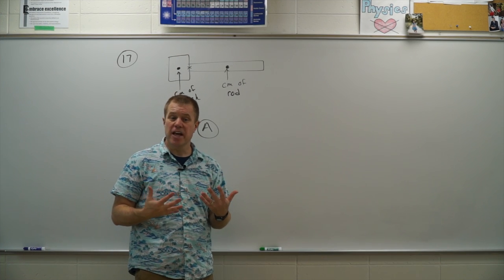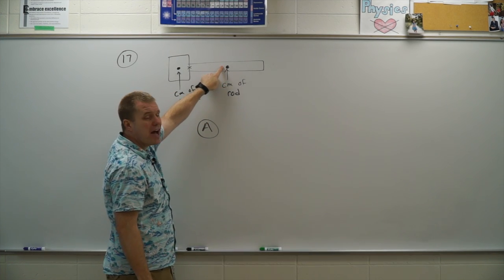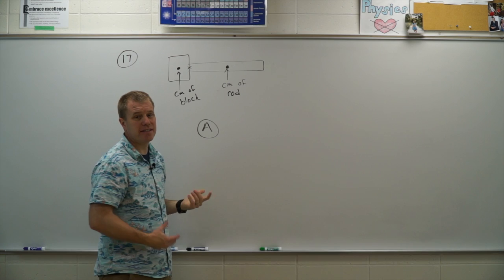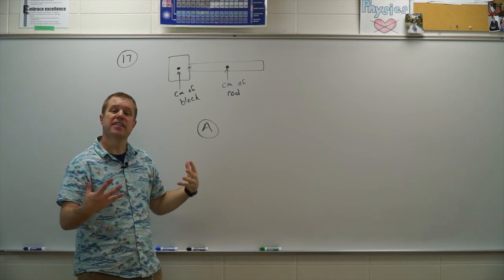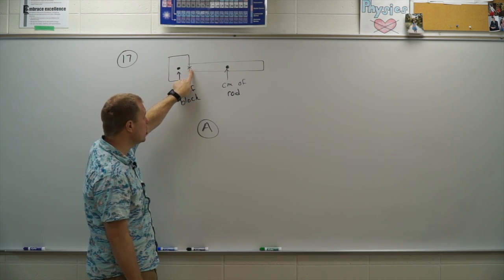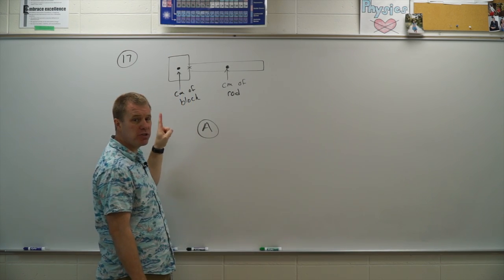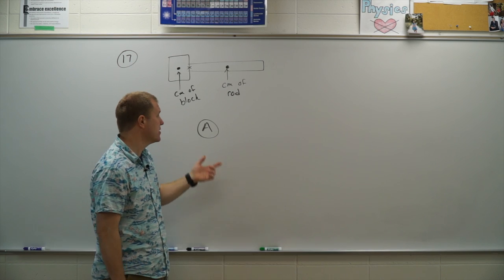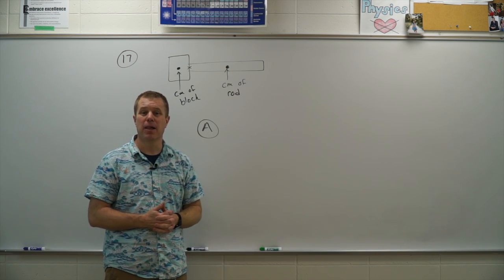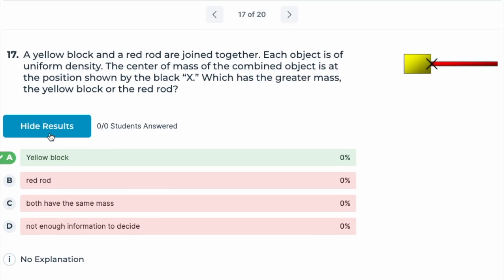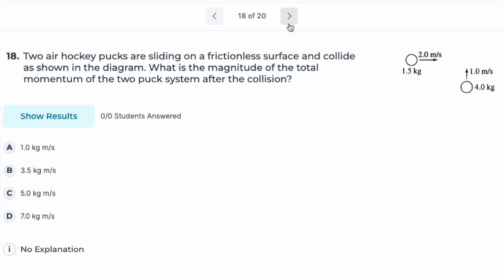All right, so for center of mass, we note that the center of mass of the rod is in the center of the rod. The center of mass of the block is in the center of the block. The center of mass of the system we see is closer to the block. Whenever that is the case, the one it's closer to is the one with more mass. And so in this case, it is going to be the block with more mass. Correct, the yellow block.